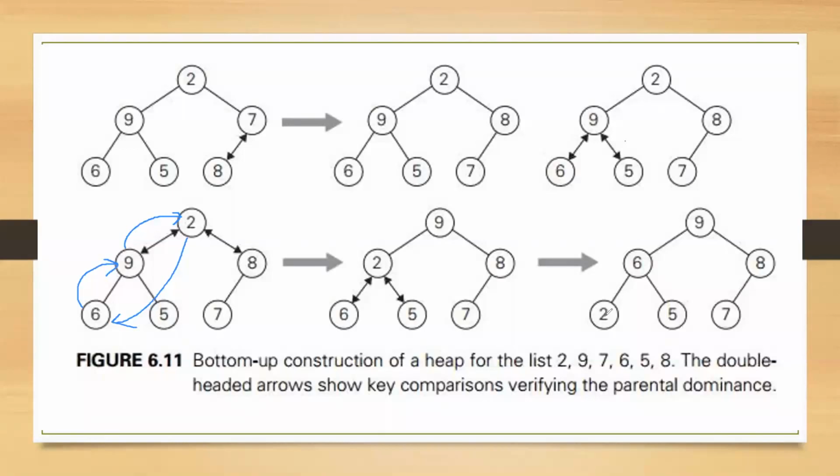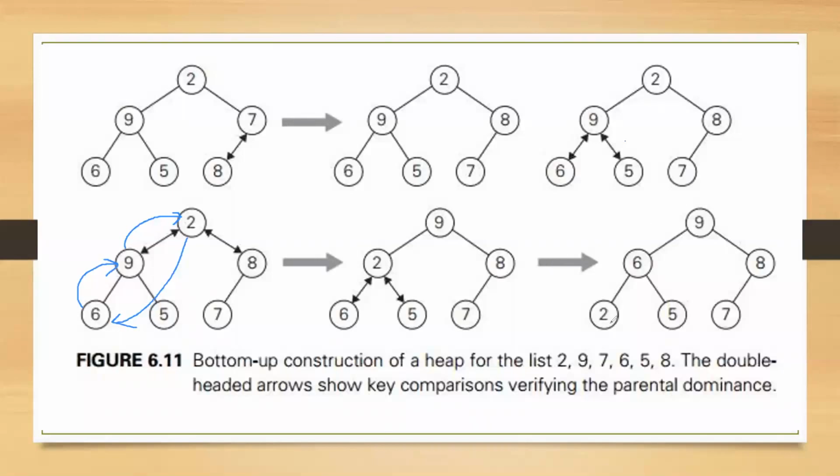Okay. Now, what we did: we started from the last parental node 7. We checked the parental dominance. We checked its previous node, that is 9. So 9 already holds the parental dominance. Then we came to the root node. Then we checked its parental dominance and we brought this to the last position. So once the parental dominance is checked for the root node, that is the last step.